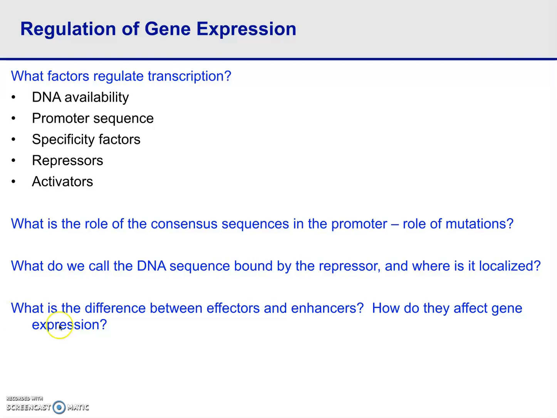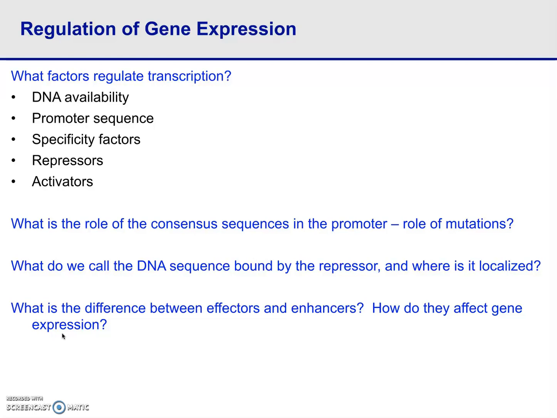Okay, now the next question: what is the difference between effectors and enhancers? How do they affect gene expression? Enhancers are DNA sequences which are bound by transcription activators. So we have a repressor that downregulates and an activator that upregulates transcription. The repressor binds operators, which are DNA sequences, and the activators bind the DNA sequences known as enhancers. So again, repressors bind operators, and activators bind enhancers.